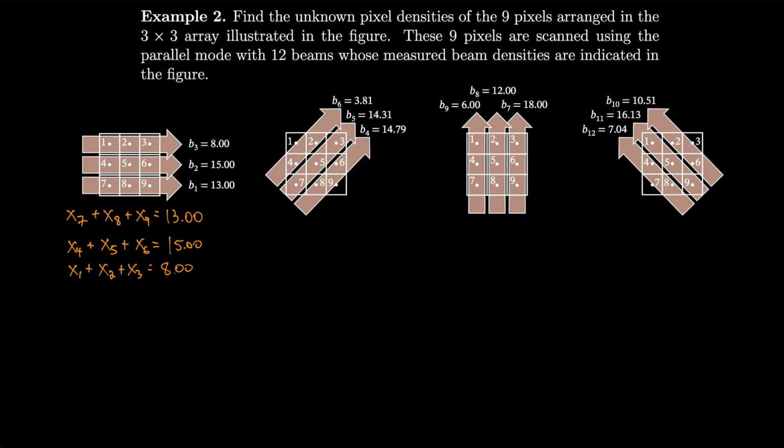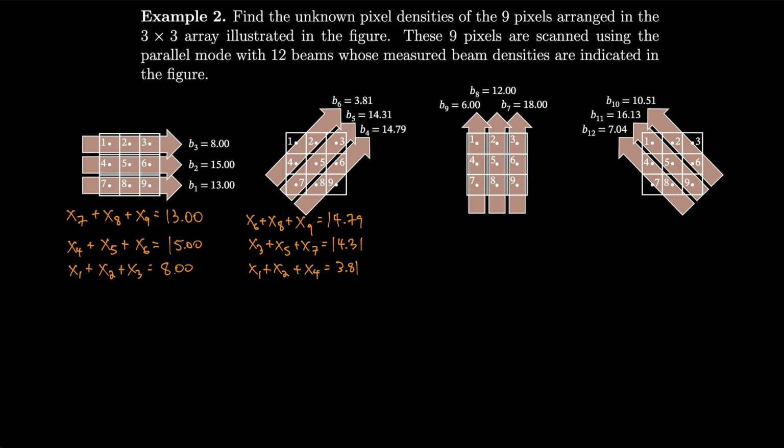And then we'll similarly do that for the second figure. So we'll get x6 plus x8 plus x9 with the bottom row. That would have to equal 14.79. Then x3 plus x5 plus x7 has to equal 14.31. x1 plus x2 plus x4 has to then equal 3.81.